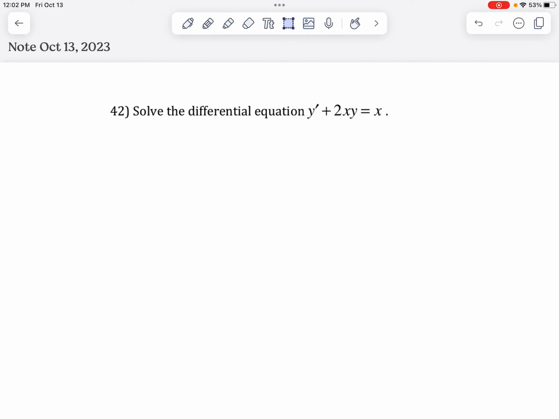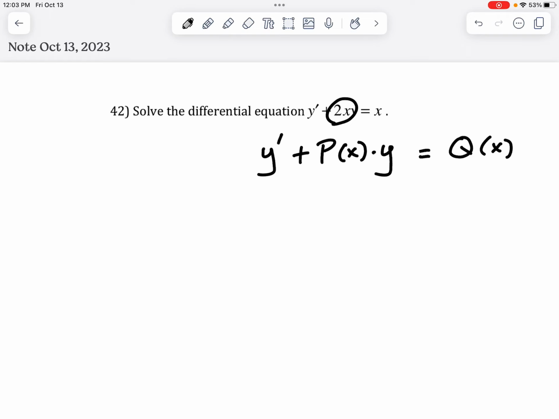Well, this looks to me like we have a linear differential equation, usually of the form y prime plus some function of x times y, and then equals some other function of x. And this one is set up exactly of that form, so that means that the p of x is going to be this 2x.